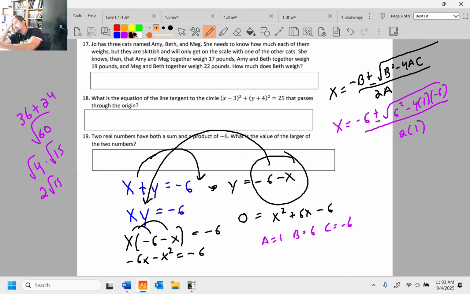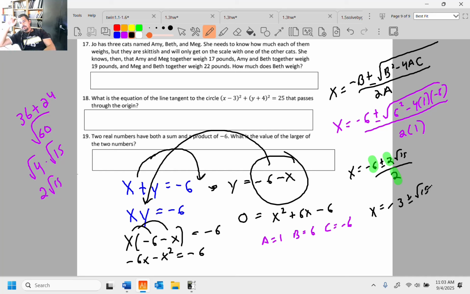Anyways, back to what we have. We have x equals a negative 6 plus or minus 2 roots of 15 all over 2, because 2 times 1 is 2. All three pieces of this thing are even. And every even number in existence is divisible by 2. So negative 3 plus or minus a root of 15.